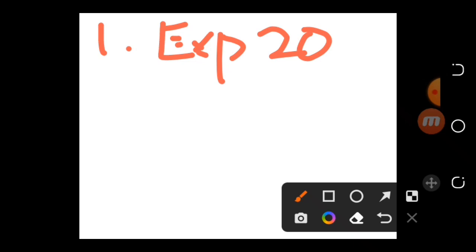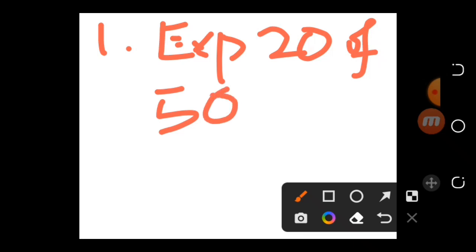our first example. Number 1, you are asked to express 20 as a percentage of 50. Remember, you listen to me and understand what we are doing here. Express 20 as a percentage of 50. When you are given something like this, what do you do? Now let's look at the solution.